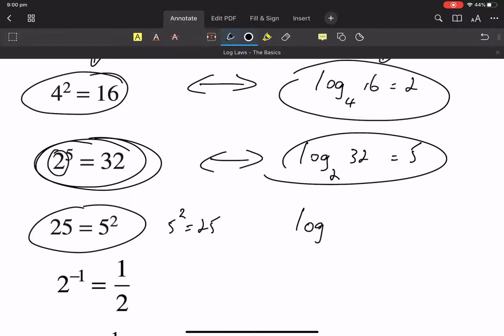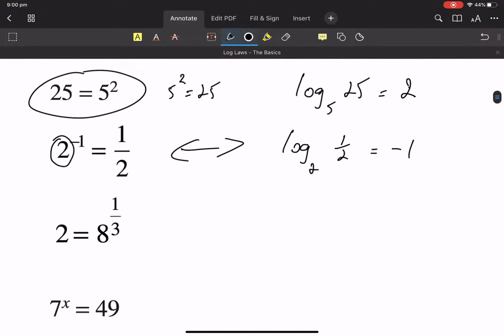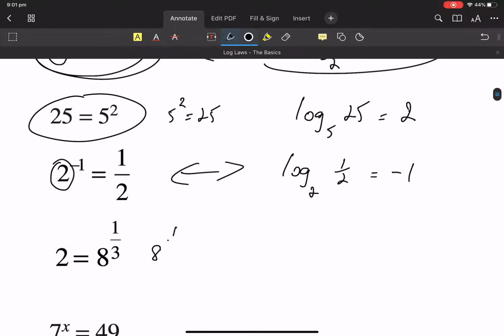What's the base? And it's going to be 5 squared is 25. Here, what's the base? The base is 2. 2 to the power negative 1 is a half. Yay. 8 to the third equals 2. So what's my base? 8. Log 8 to the power a third is 2.